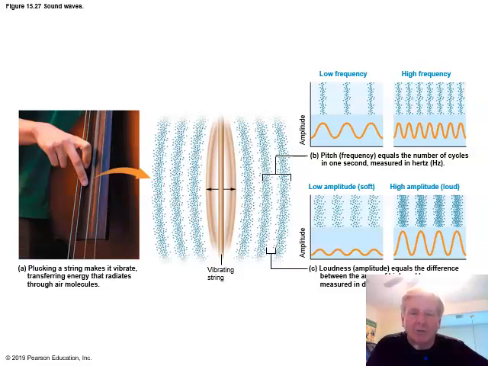Each one of these top waves, where it peaks, is called the peak, and the bottom of the wave is called the trough. So one peak and one trough is one wavelength. From here to here is a wavelength.